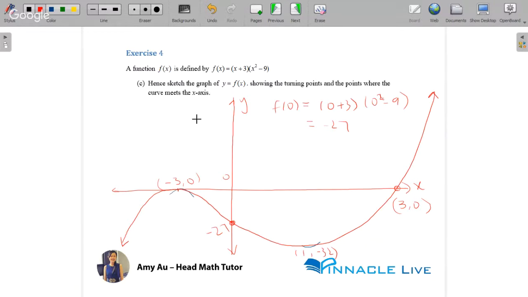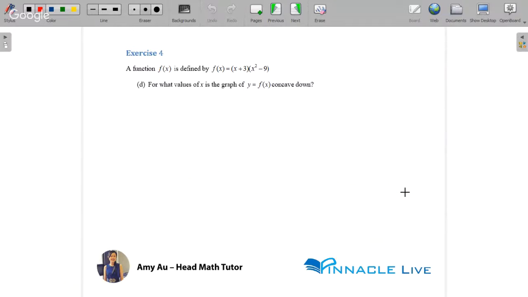And that's it. So let's see if we've addressed the question. Hence, sketch the graph of y equals f(x). Tick, we've done that. And then show the turning points. Yes, we have. And the point where the graph meets the x-axis. Okay, tick, tick. All right, good. We've scored all the points here then. Finally, for what values is the graph concave down? If we're working with concavity, we are looking at the second derivative.